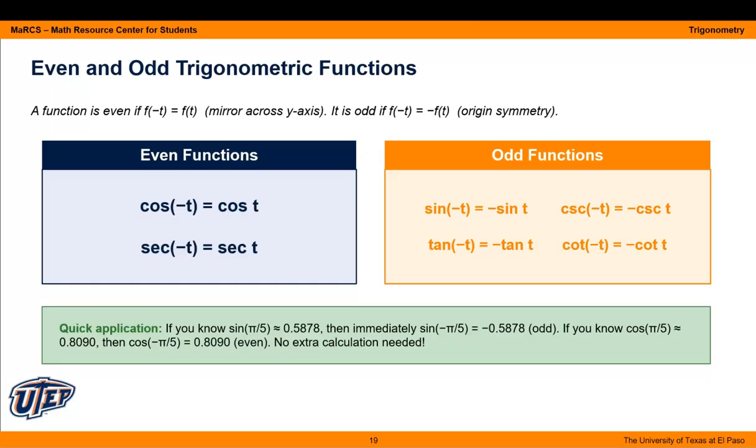This slide introduces symmetry. Cosine is an even function, which means that cosine of negative t is equal to cosine of t. And sine is an odd function, which means that sine of negative t is equal to negative sine of t. The same pattern applies to the reciprocal functions. Secant is even, while cosecant, tangent, and cotangent are odd. These identities are extremely useful because they let us evaluate trig functions at negative angles quickly, without recomputing everything.